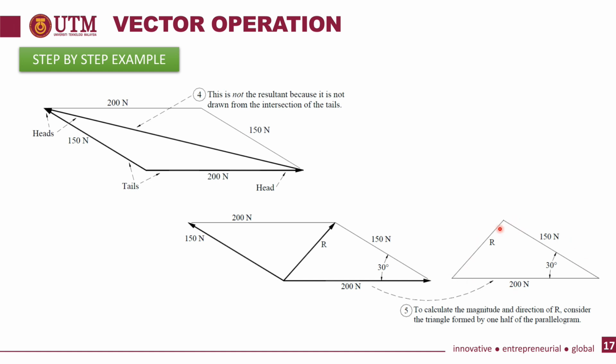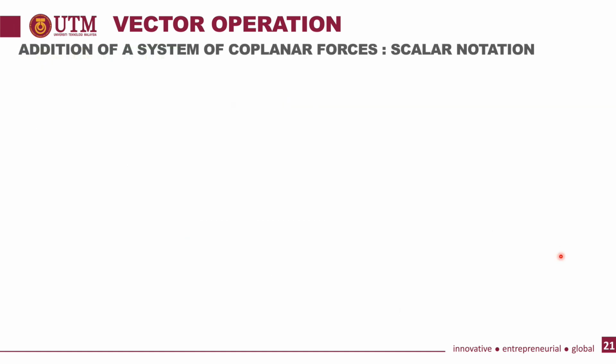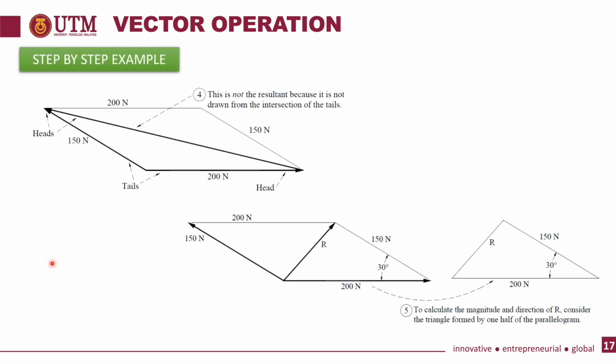All right, so in order for you to find the resultant force R, you can use the sine or cosine rule. Here you are already given 30 degrees, so you can use the cosine law. For this tutorial, we will do some questions in the next class. You will be given some examples and we will do our tutorial session together.